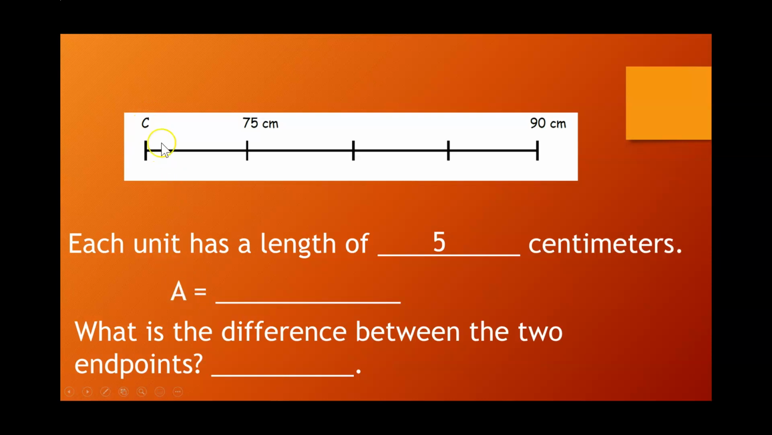Now we need to find out what C is. I forgot to change it. It's not A, we're finding out C. So we know that each one here is 5. Well, can we just take 75 and go backwards by 5? So what's 5 less than 75? 70, good. So did you put 70 centimeters? Excellent.